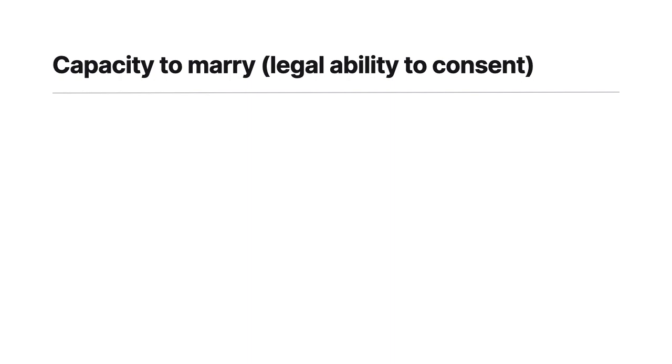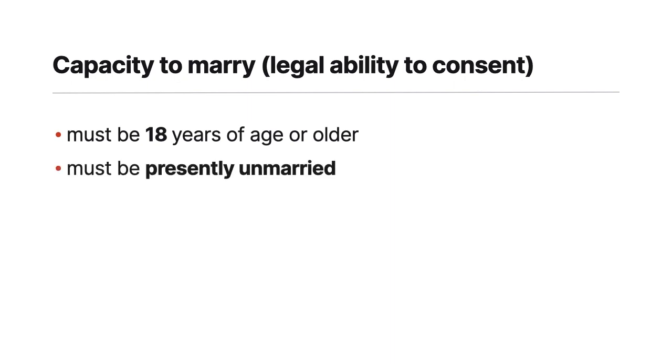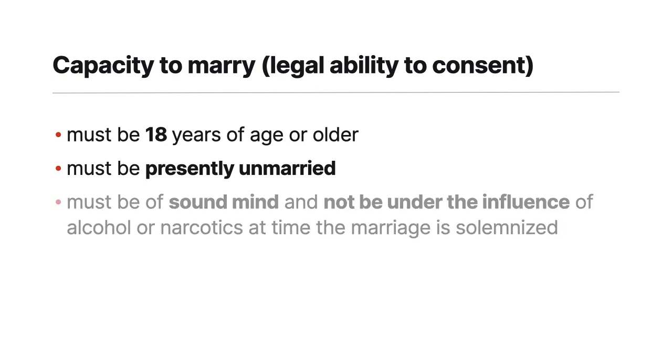Generally, to have capacity, a person must be 18 years of age or older and be presently unmarried. A person under 18 has capacity only if the person obtains a court order and written permission from at least one parent or legal guardian. Additionally, to have capacity, a person must be of sound mind and not be under the influence of alcohol or narcotics at the time the marriage is solemnized.